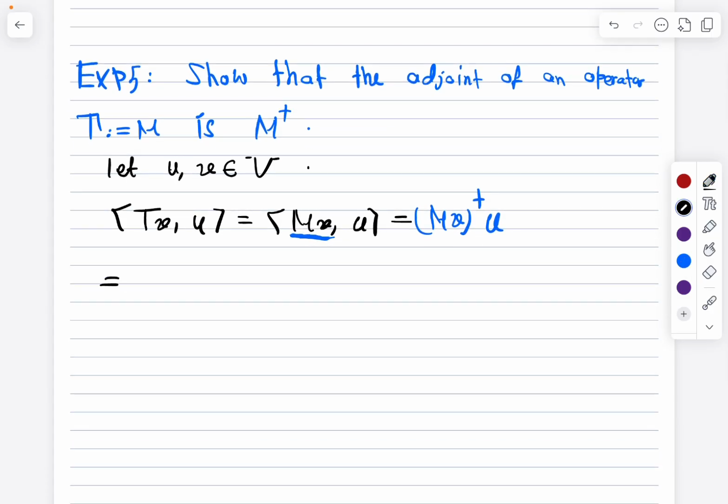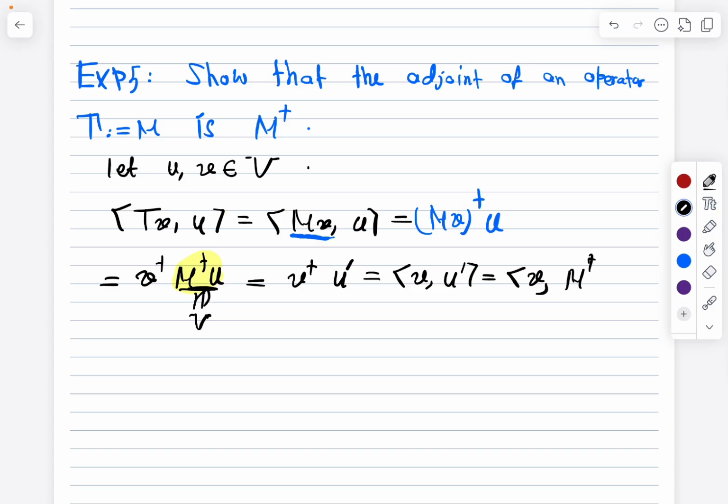Now, if we use the property that we need to flip, so it's v dagger, m dagger, u. So this again, it's a vector. M dagger is a matrix applied to u, so it's a vector. So it's a new vector which belongs to my V. But what we notice? Let me call this vector u prime. This is the inner product of v with u prime. Let me rewrite what u prime is: u prime is m dagger u.